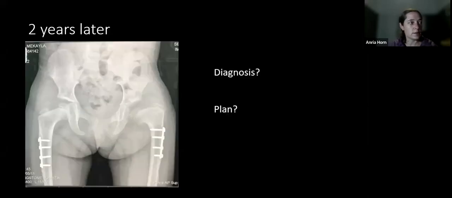Anyway, so now this is her 2 years later. Now, what do you think happened there? Well, anyway, just tell me, what do you think of this X-ray? What was the diagnosis? And then what would you do? What do you think you should do?